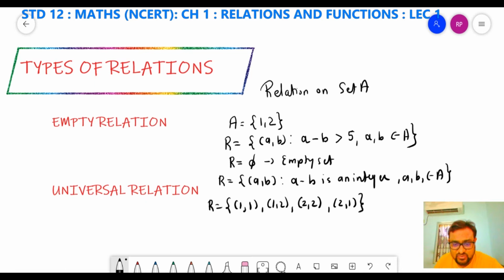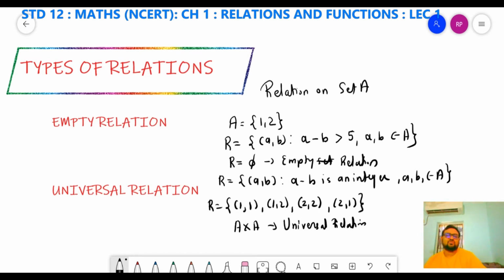So now see, what is this? This is nothing but A cross A. That means this is a universal relation. The first was an empty relation. Okay, so these are the examples of empty relation and universal relation. Okay, now let's move to the next type of relations.